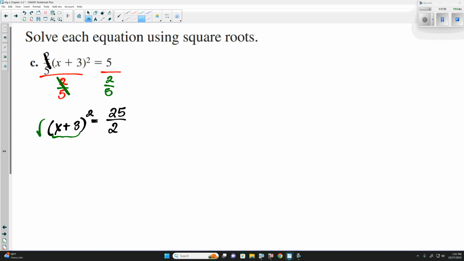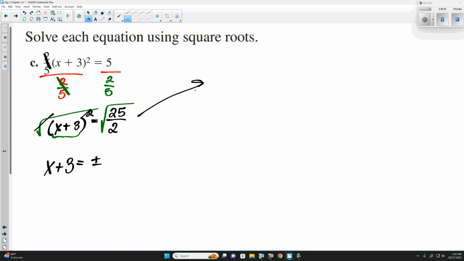Because at this point, we can square root both sides, because the square root and square would cancel, leaving us with x plus 3. We're not so much worried about what's inside the parentheses. We're just wanting the fact that that term with the parentheses squared is by itself is equal to plus or minus our square root of 25 over 2.